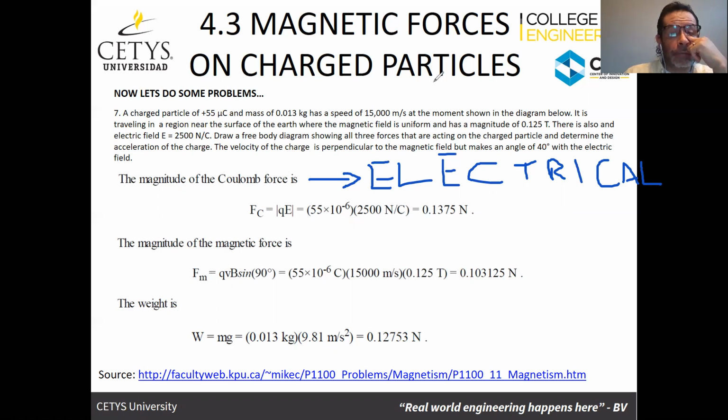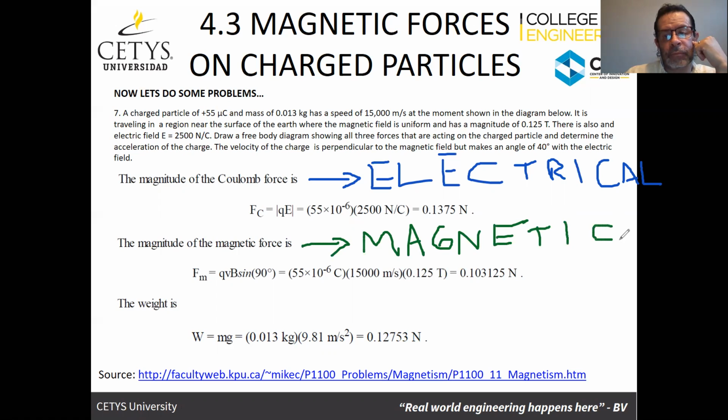The magnetic force, which is this one, is going to be, as we've seen in the previous problems, the charge times the velocity times the magnetic field times the sine of the angle, and it's going to be 90 degrees because it's going through the page and it's going to be perpendicular. So this gives us 0.103125.